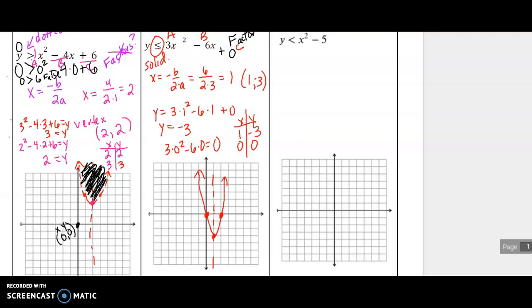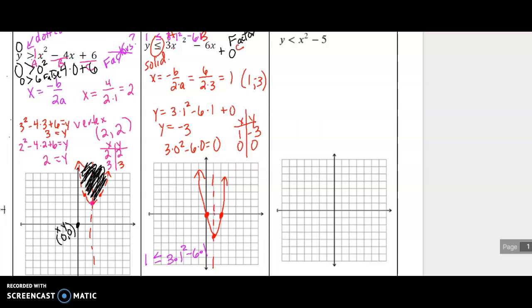Okay? So now we're going to talk about shading. So I like to use (0, 0), but (0, 0) is on our parabola, so I'm not actually allowed to use that. So I have to pick any other number that I definitely know is not. So I'm going to pick (1, 1). So if I try, is 1 less than or equal to 3 times 1 squared minus 6 times 1? Is 1 less than or equal to 3 times 1 squared minus 6 times 1? I'm plugging it into the original.